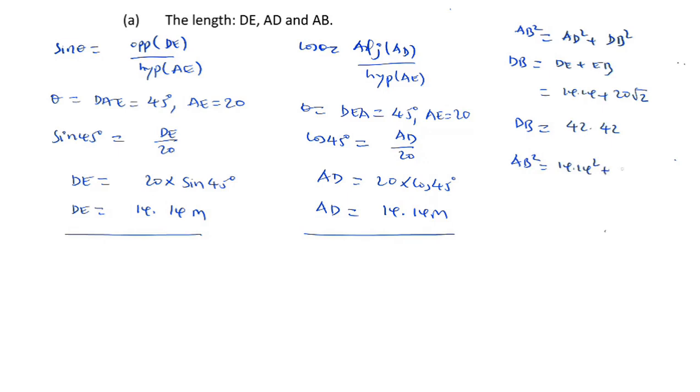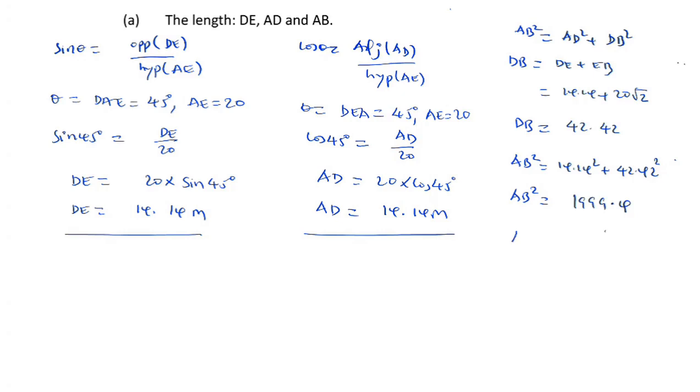Let us go back to the theorem, which says AB squared equals 14.14 squared plus 42.42 squared. Computing the values on our right hand side, we are going to have AB squared equals 1999.4.